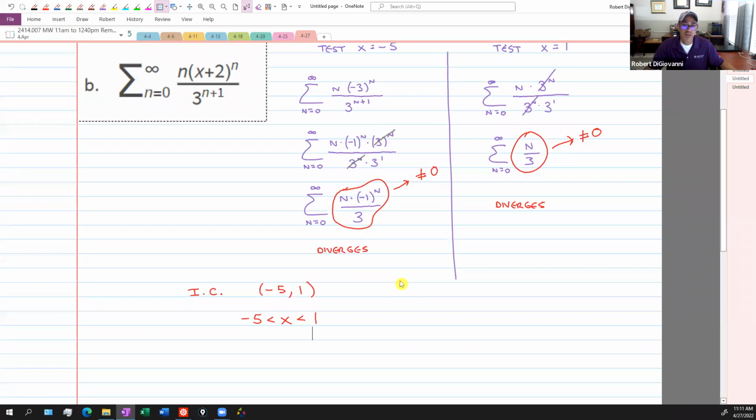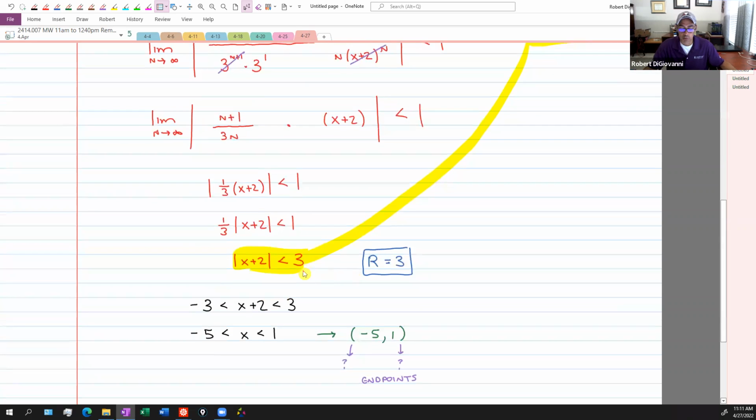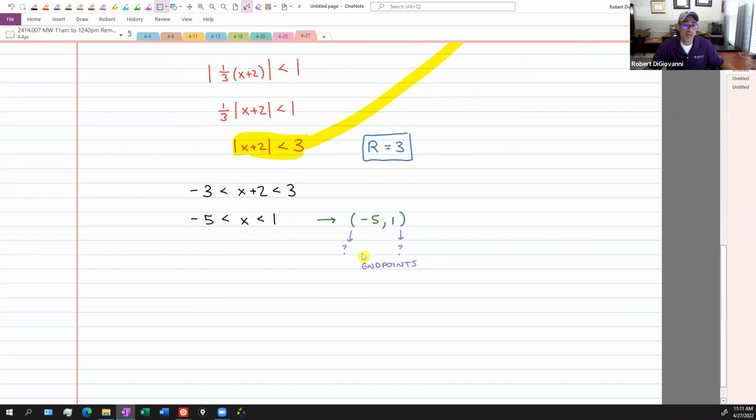You have to test your endpoints for interval of convergence. For radius of convergence, do you have to test endpoints? No. Interval of convergence, you must. Right, so just be careful with that. If you're asked on a problem on the final to find the radius of convergence, that's less work than interval of convergence, right?